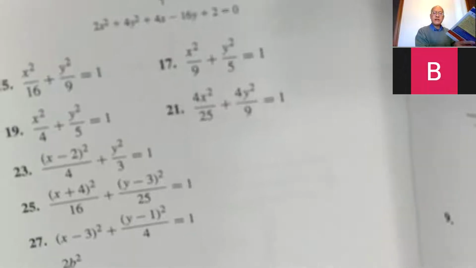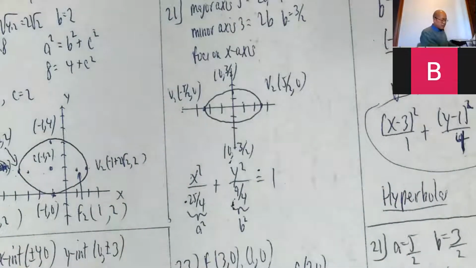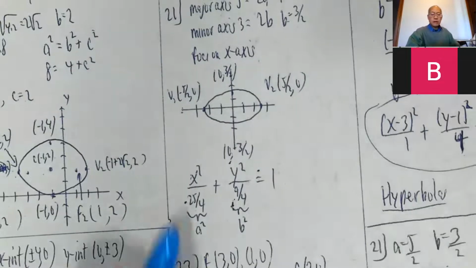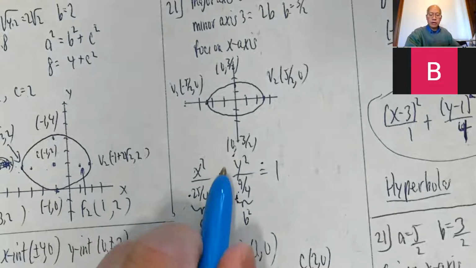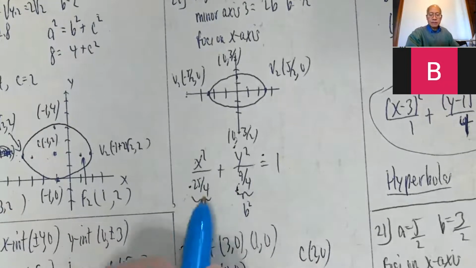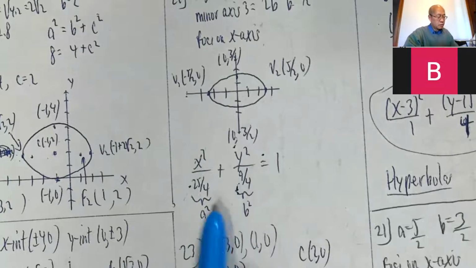Yeah, 6.3, 21: 4x squared over 25 plus 4y squared over 9 equals 1. They just made it look a little nicer. If you multiply top and bottom by 4, which is allowed, then you have a 4 here and a 4 here. But this is actually better if you're working on this kind of stuff. All right, so we'll just leave the answer like that.